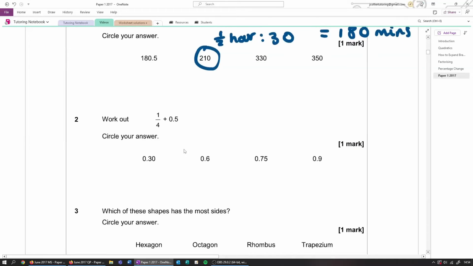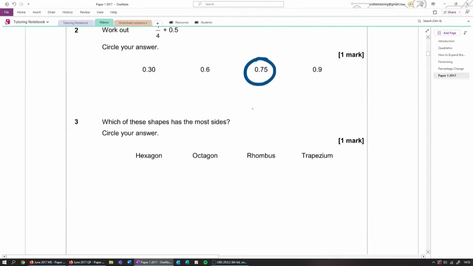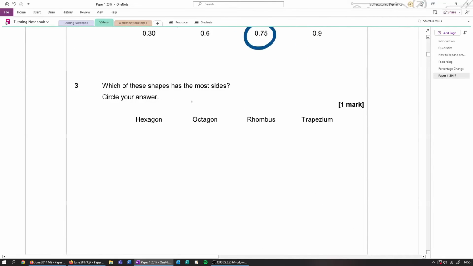So we need to work out a quarter plus 0.5. Well, we know a quarter is 0.25 plus 0.5, that will be 0.75. You could have also done this with fractions, however I think it is a lot easier to do it the decimal way. So, which of these shapes has the most sides?